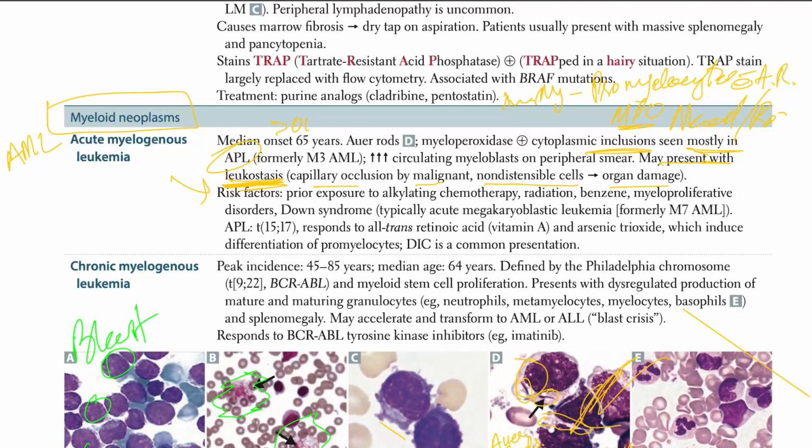What are the risk factors for this AML? You have prior exposure to alkylating chemotherapy, radiation, benzene, myeloproliferative disorders, Down syndrome, typically acute megakaryoblastic leukemia, former M7 AML, and APL now. There's a translocation of 15 to 17. Response to treatment.